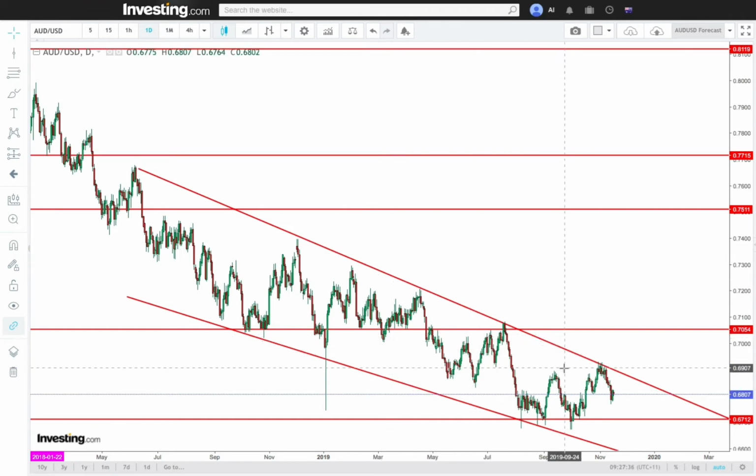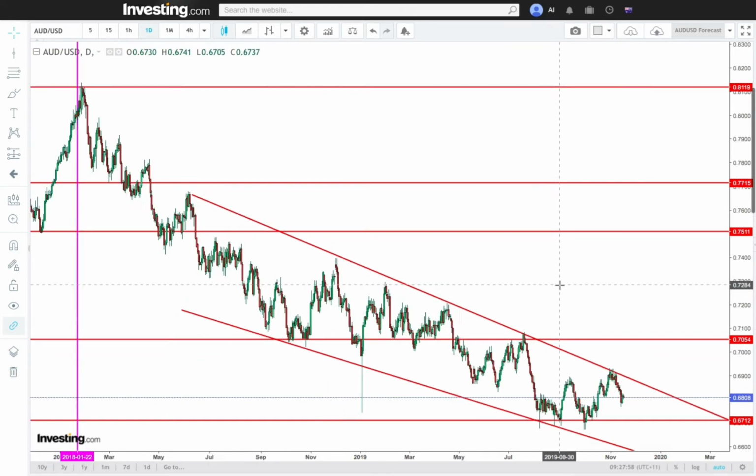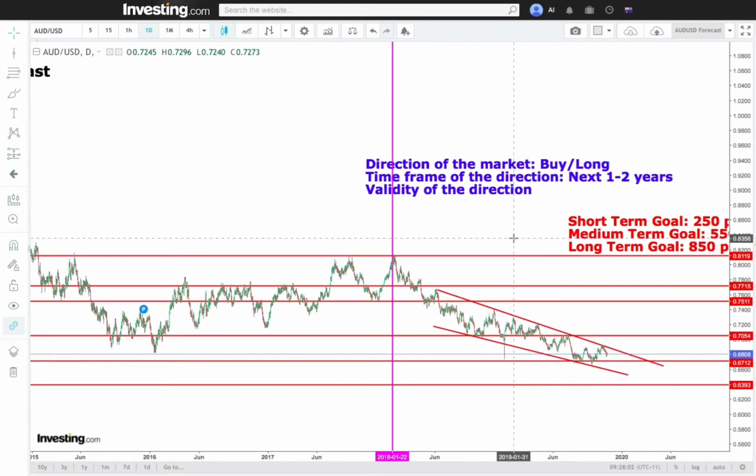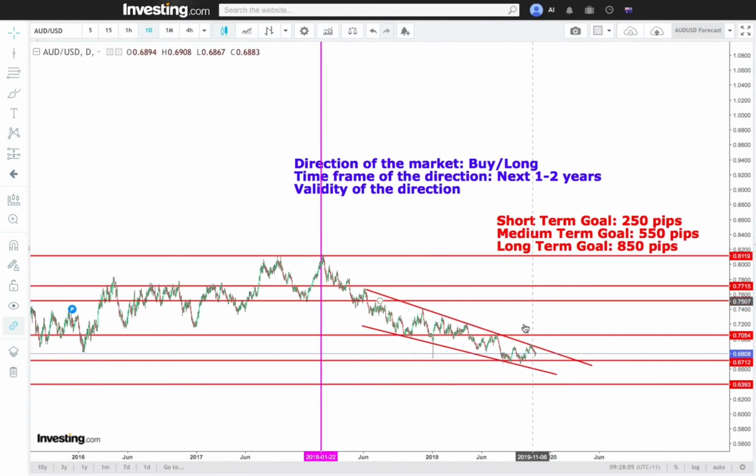But I'm here to say a completely different thing. I'm going to say this direction of downtrend is about to change. My prediction is this market is going to go up, and it's not only going to go up, in my perspective it is going up in the long-term goal by 850 pips.